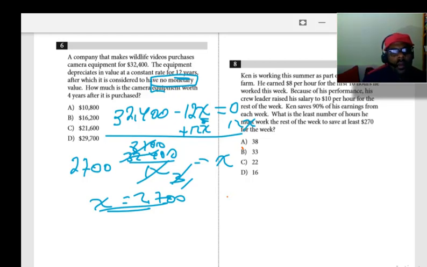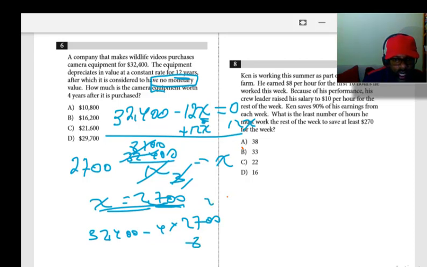So the question is how much is the camera equipment worth 4 years after it's purchased? So what do we do? The general equation is 32,400 minus 4 times 2700, since it decreases by 2700 each year over the 4 years. When you calculate this one, this is going to be 10,800, subtracted from 32,400.